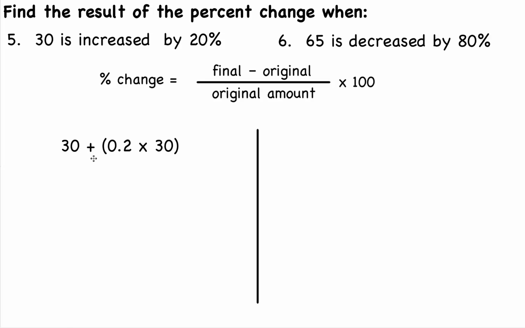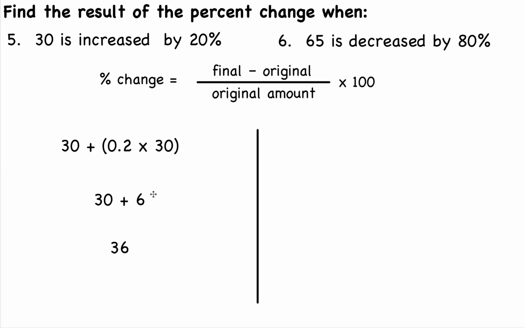So 30 is being increased. Increase means we're adding, and we're adding 20%. Now I changed the 20% to a decimal, so 20% times 30. Okay, when we multiply 20% times 30, we get 6, and 30 plus 6 is 36. So the result is 36.